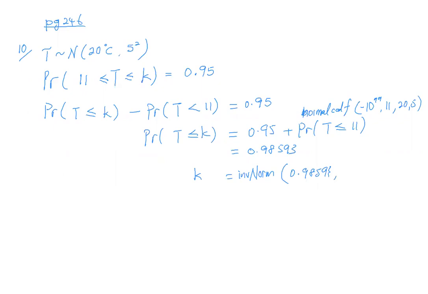So inverse norm, 0.98593, comma 20, comma 5. Okay, so you will be able to get your answer. 0.98593, then 20, then 5. Okay, the upper limit will be 30.9766. So approximately 31.0 degrees Celsius.